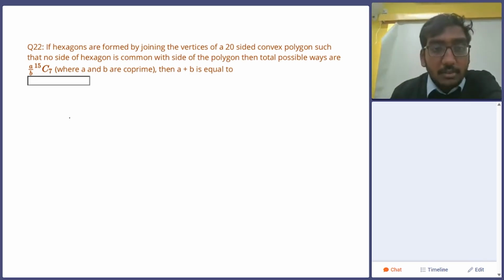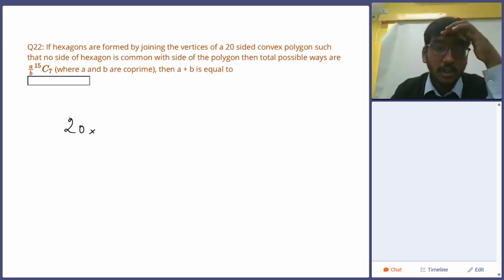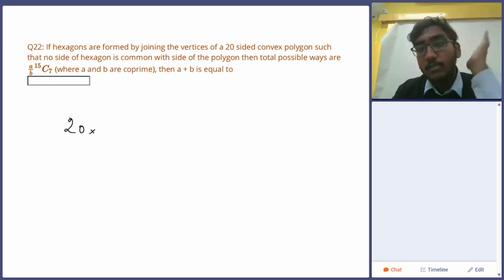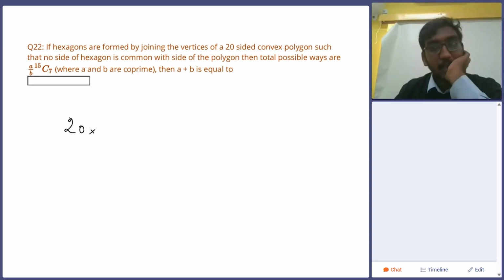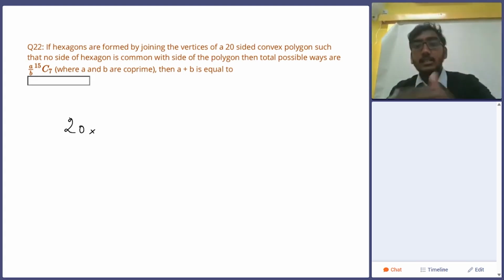Okay. See, the first vertex of the hexagon can be chosen in 20 ways because 20 vertices are there for the polygon. Then the remaining 5 vertices you have to choose from the remaining 19. The thing is that you cannot pick adjacent sides. If you have taken one side, you cannot take the left adjacent and right adjacent side. Okay. So let's consider a 20-sided polygon first.